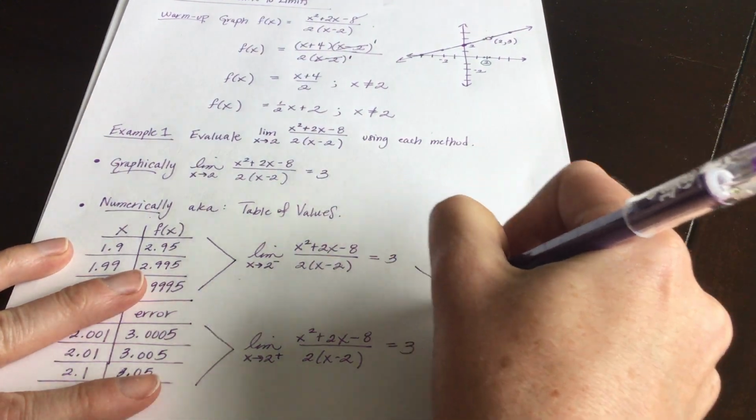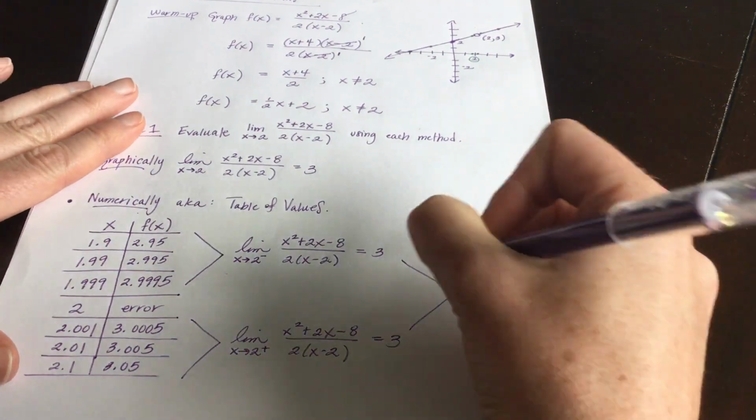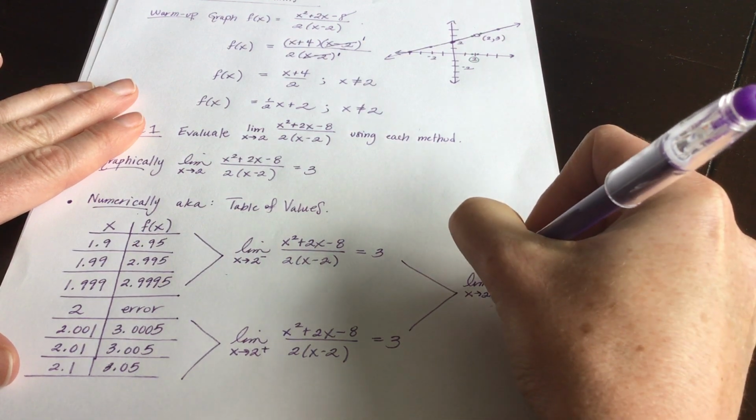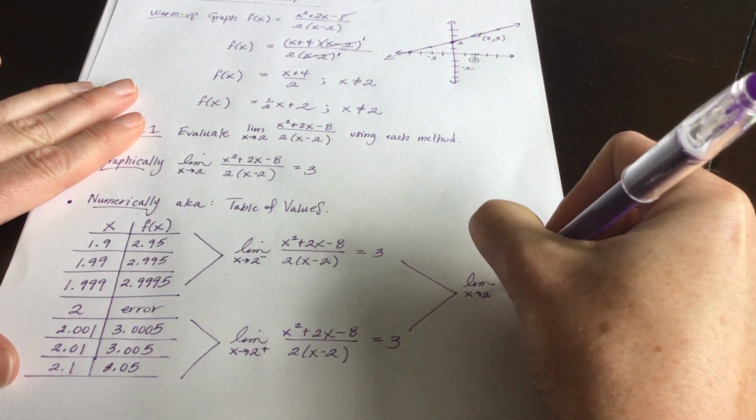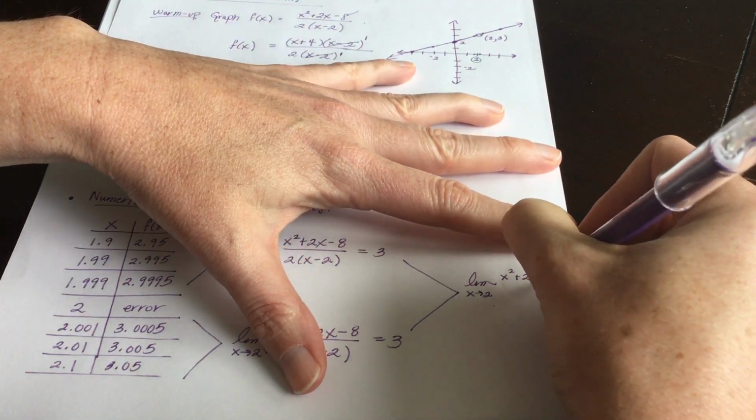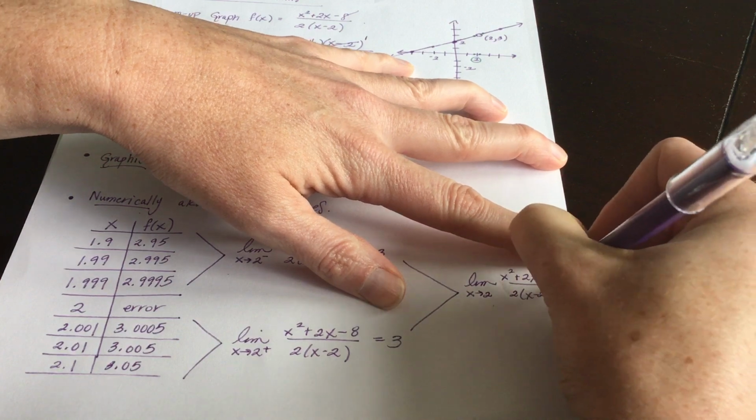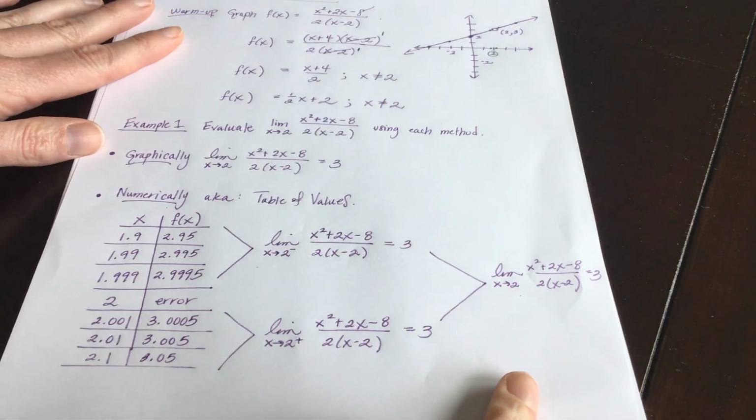So we would conclude, based on this information, that the limit as x approaches 2 of x squared plus 2x minus 8 over 2 times the quantity x minus 2 is indeed equal to 3.